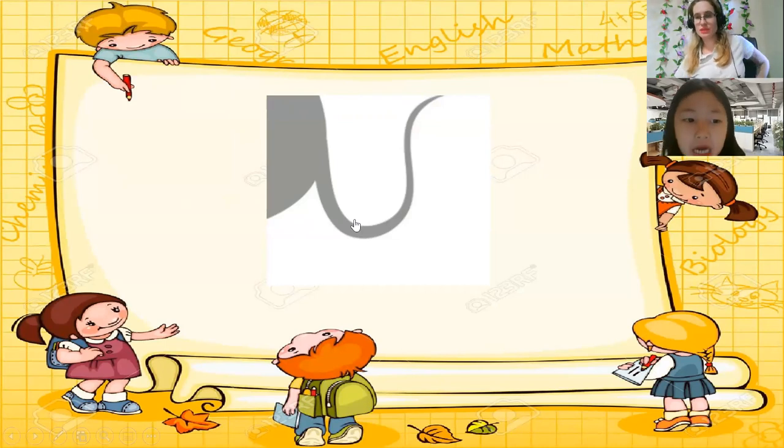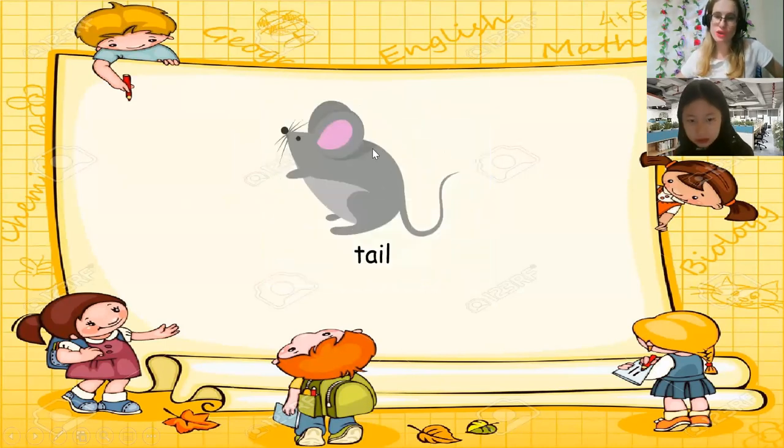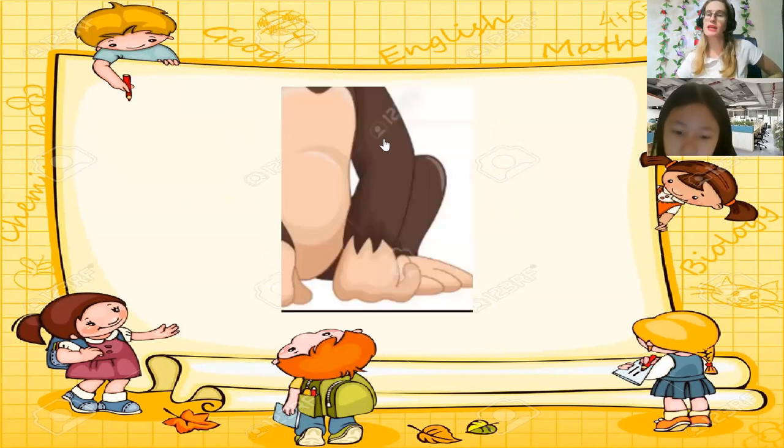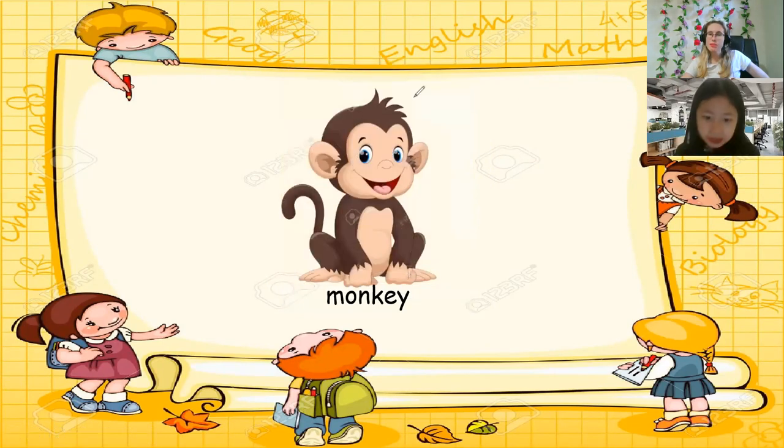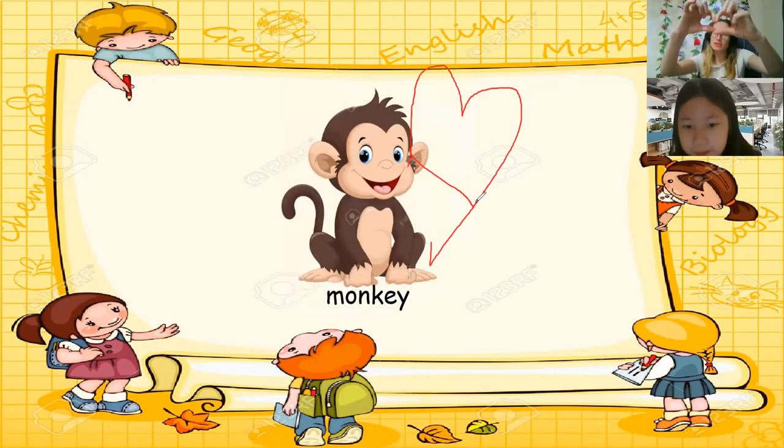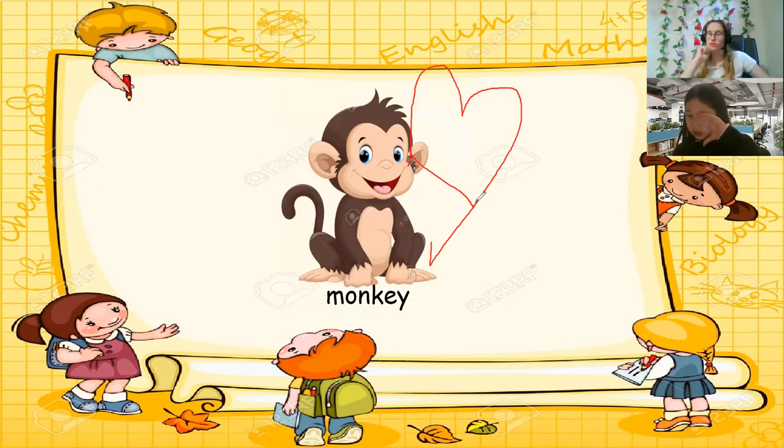What is this? Mouse. And what does a mouse have? It has a tail. Tail. Good job. What is this? Monkey. Do you like monkeys? Yes or no? No. Okay.